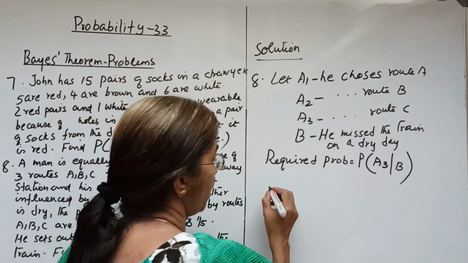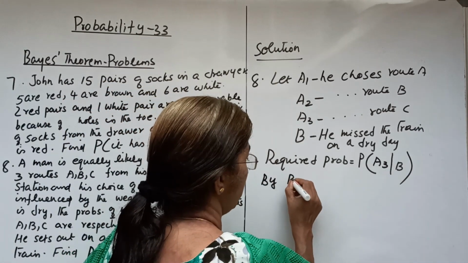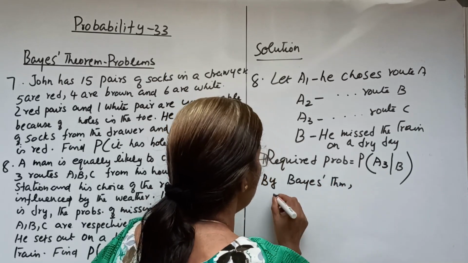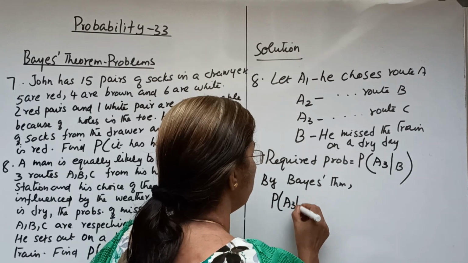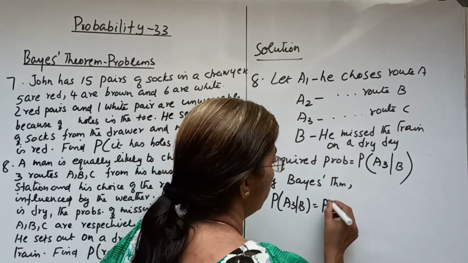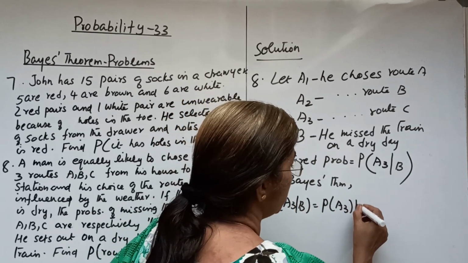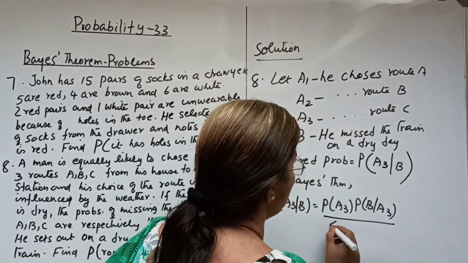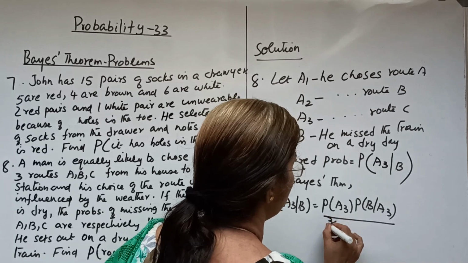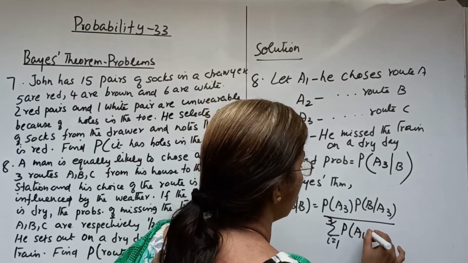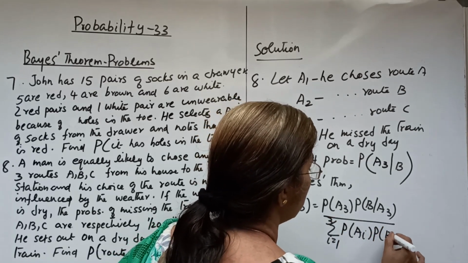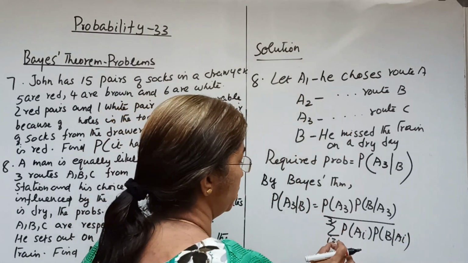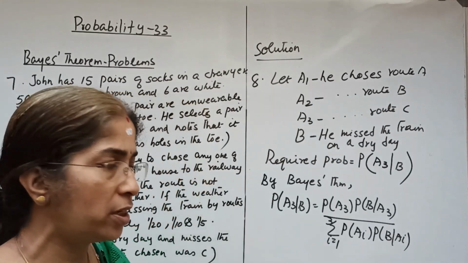Okay. Now by Bayes theorem, we have the result: P of A3 given B is equal to P of A3 into P of B given A3, divided by the sum over i equal to 1 to 3 of P of Ai into P of B given Ai. Okay, as there are three alternatives, we have to consider the sum up to 3.